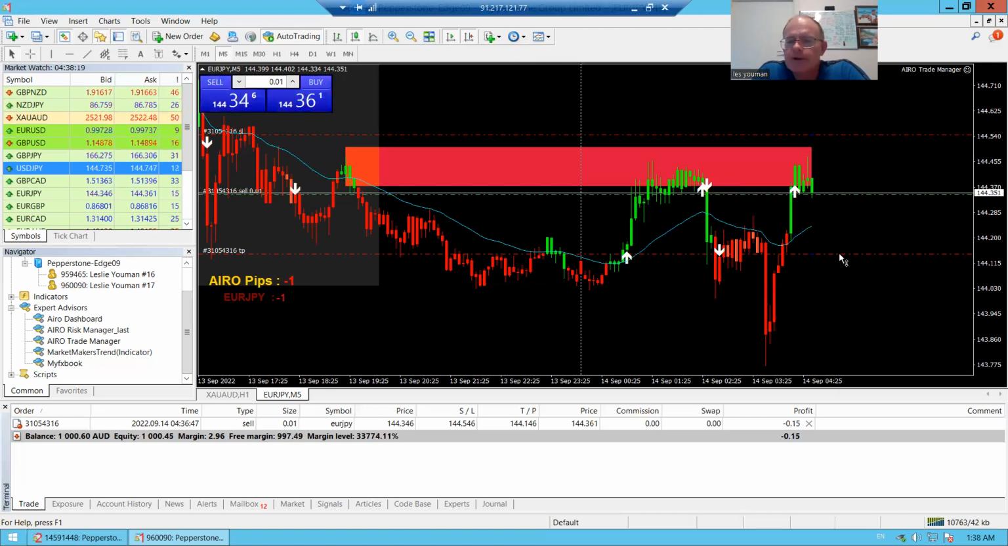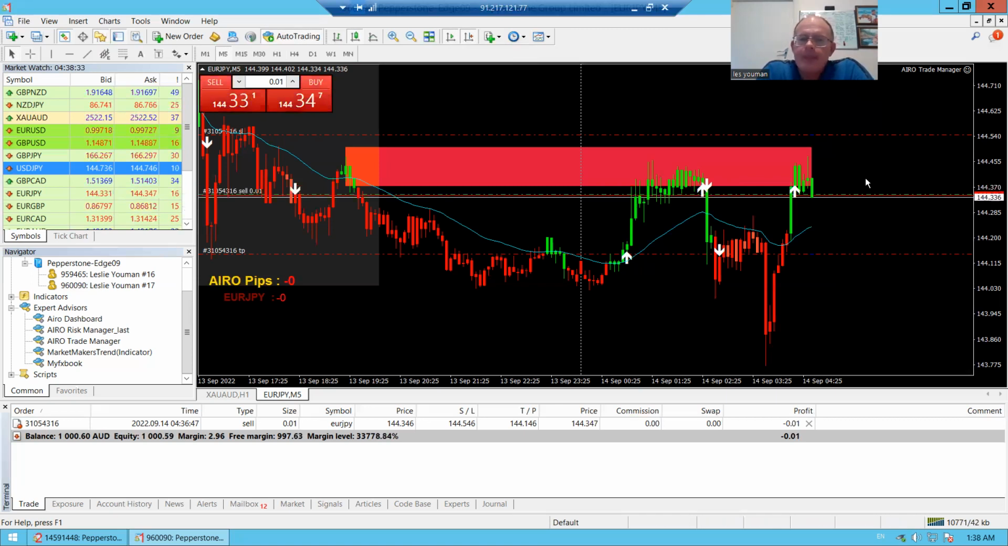If I hit my stop loss, if you just hover there, it'll tell you that it would be a $2 profit. So on a $1,000 account, that would be a 0.2% profit. Now, normally I would trade a larger lot size. Everybody's risk appetite's different, but at the moment, my stop loss would lose me $2. So that's 0.2% of my account. That, in my opinion, is quite conservative.